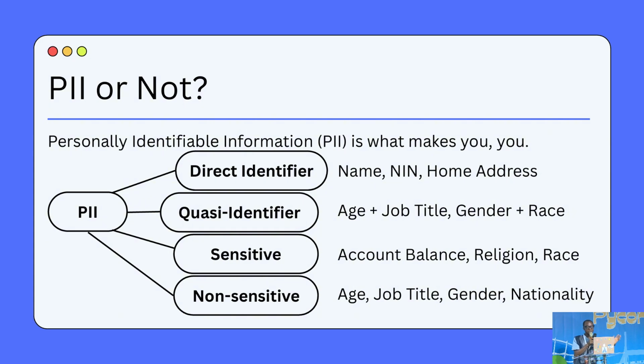I think I should put a disclaimer here because some of these things are subjective. Some people might say that they don't want another person to know their age, they don't want their age to be exposed publicly. So that's dependent on the individual.